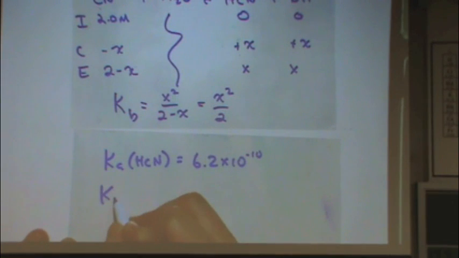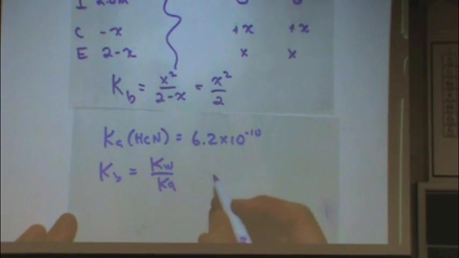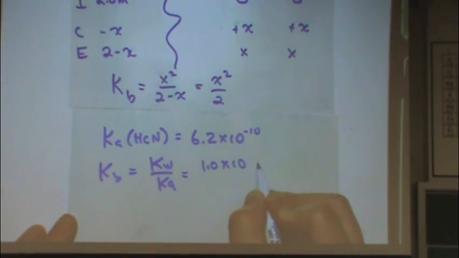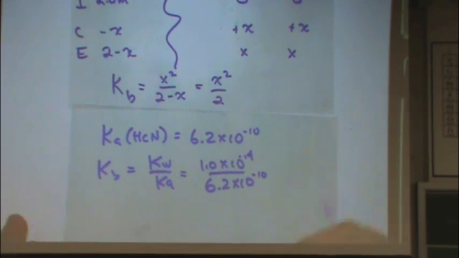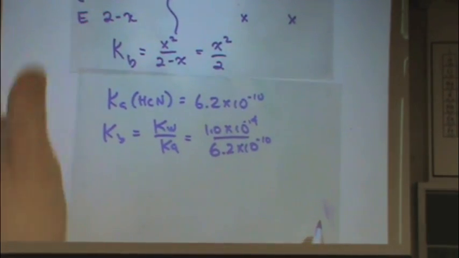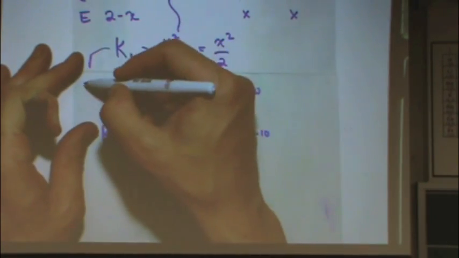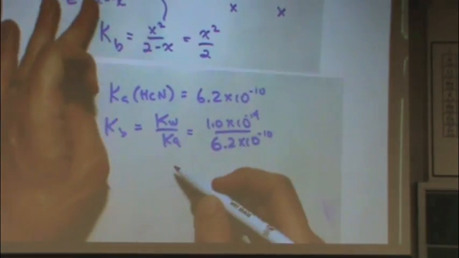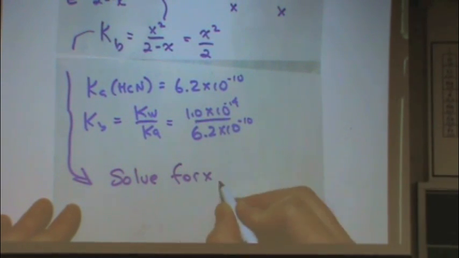In that case, you can find Kb by saying, okay, that's Kw over Ka, because they're conjugates. Kw will be on the back of the exam, 1.0 times 10 to the minus 14. And Ka will be on the back of the exam, 6.2 times 10 to the minus 10. And you can use this to find Kb, to plug into this formula up here. Now, one more thing about that formula up there. Let's go back to purple. You're going to take this down here, and you're going to say solve for x, okay?